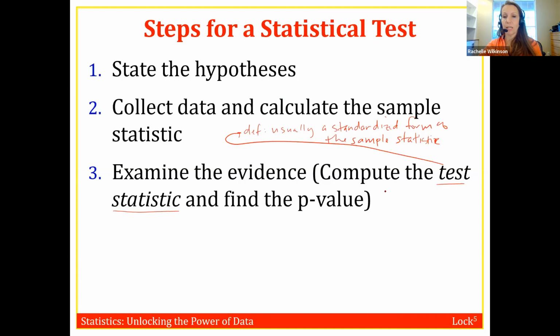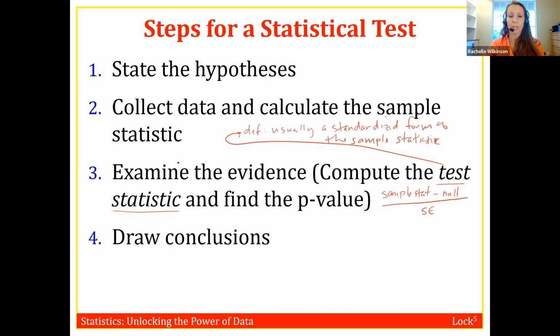So typically we're going to take our sample statistic minus the null hypothesis value, whatever we're claiming that the parameter is under the null hypothesis, and we're going to divide by the standard error. And then we're going to use that along with the normal distribution, like in StatKey, to help us find the p-value. And then we're going to draw conclusions.